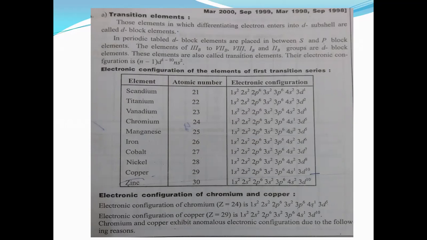These elements are also called transition elements. Their electronic configuration is (n-1)d 1 to 10 ns2. That is their configuration.